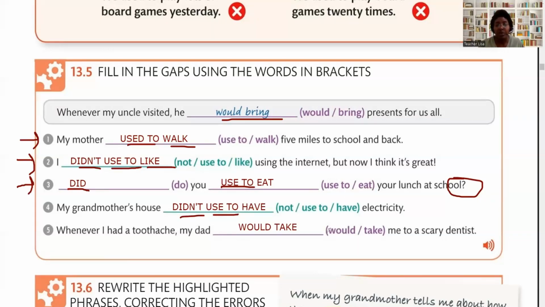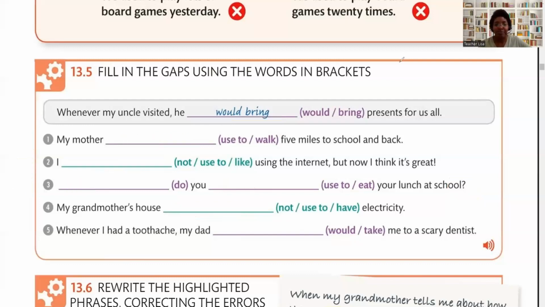And the last one, we're going to have to use would, so it's more formal, but you can also use used to, but here we have to use would. Whenever I had a toothache, my dad would take me to a scary dentist. Oh boy, yeah, dentists are scary, even as adults, I think. So how'd you do? Hopefully you got 100%. Let's move on.